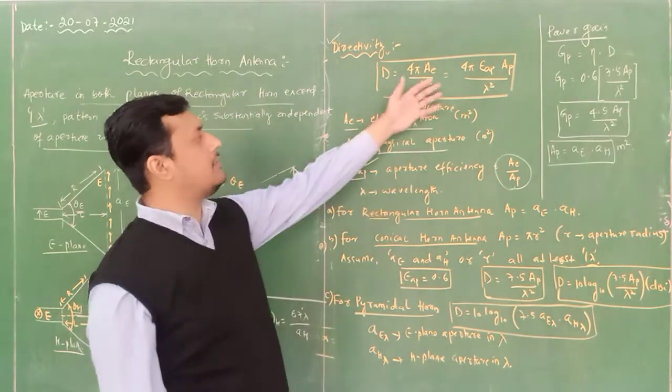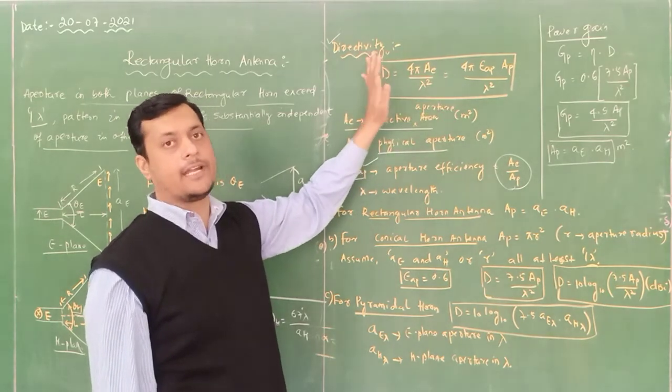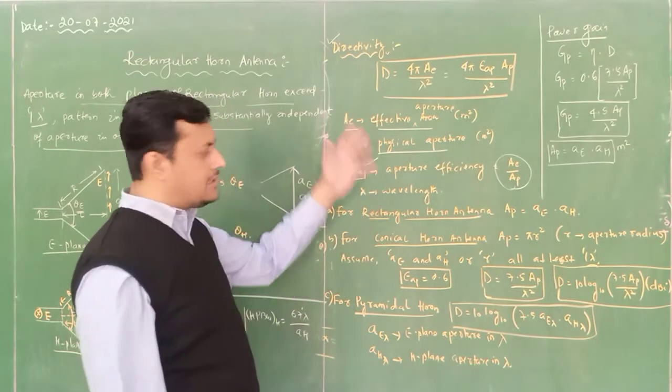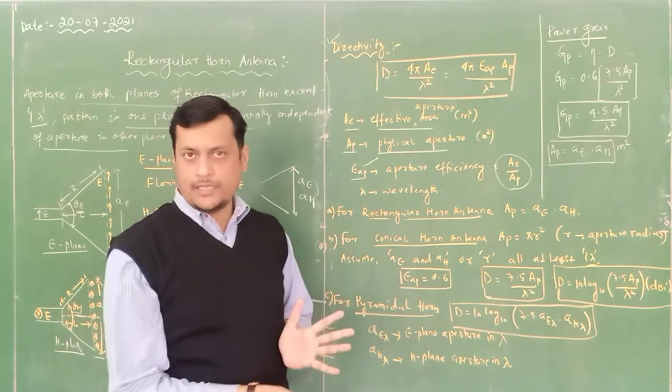You need to substitute this value here, in terms of lambda, and you will get your directivity. Now depending upon this relation, we can distinguish depending upon the structure. If it is a rectangular horn antenna, what will happen?